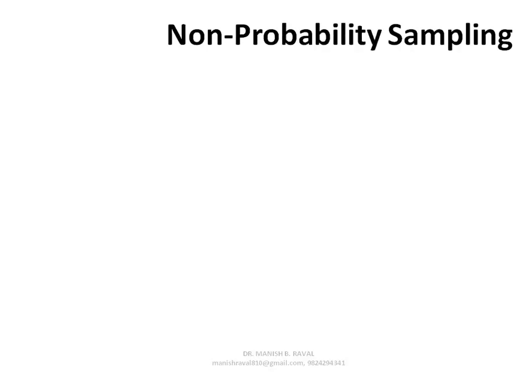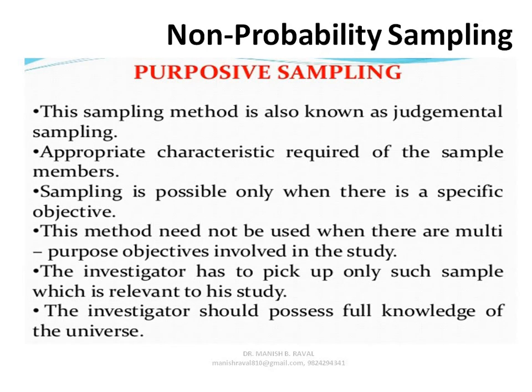Under non-probability sampling, another technique is purposive sampling. This sampling method is also known as judgmental sampling. Purposive sampling is also known as what? It is also known as judgmental sampling.